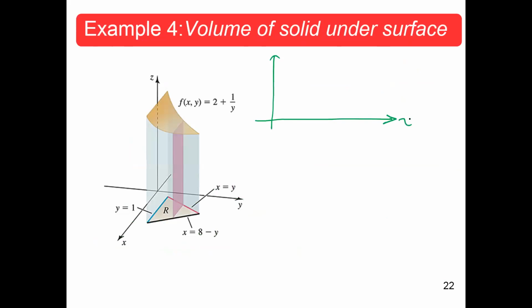So we have x-axis and y-axis. First curve we see here is x equals y. We know this is the same as y equals x. So y equals x. It's going to be this one here. Second curve we see is y equals 1. So that is a horizontal line at y equals 1. Okay, here. Y equals 1.